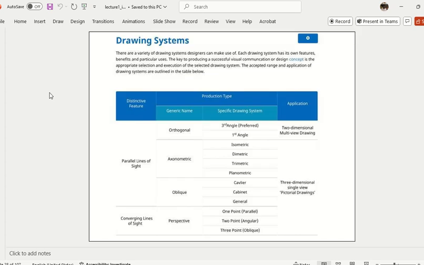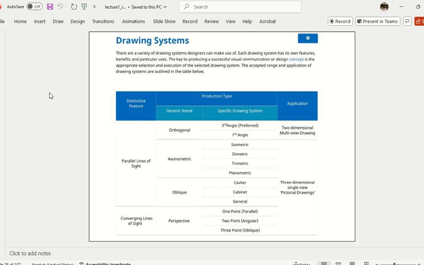Okay. So drawing systems means different drawing styles, like I mentioned before. Drawing systems meaning how we make the drawing. So we have 2D drawings and we have 3D drawings, right? So there are different styles for each one of them. Okay.